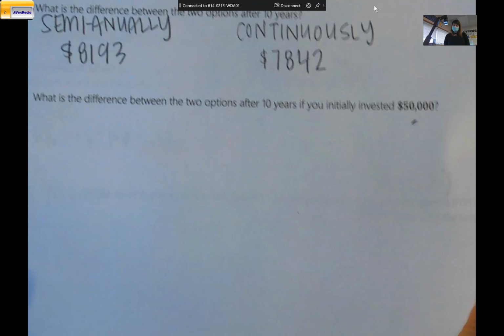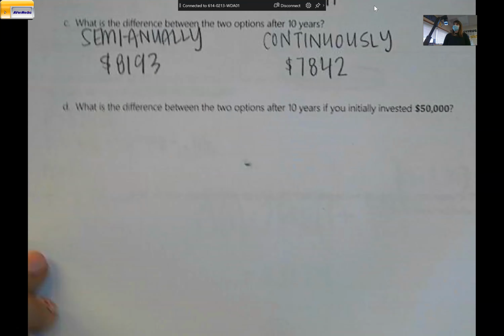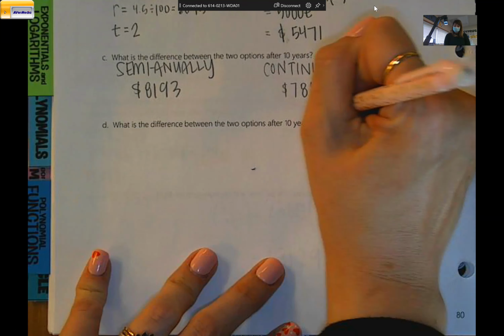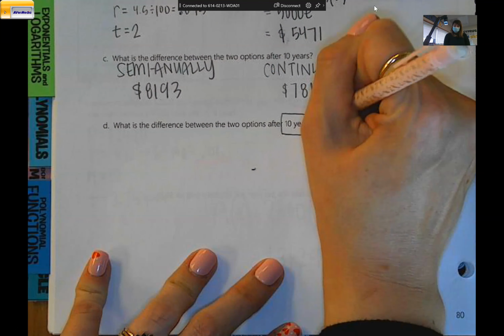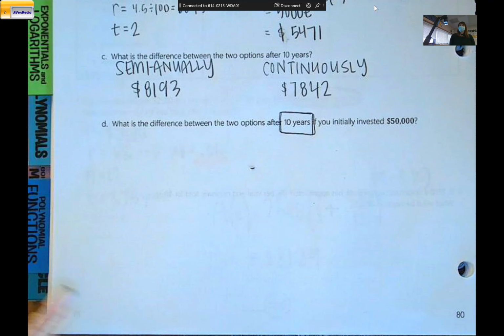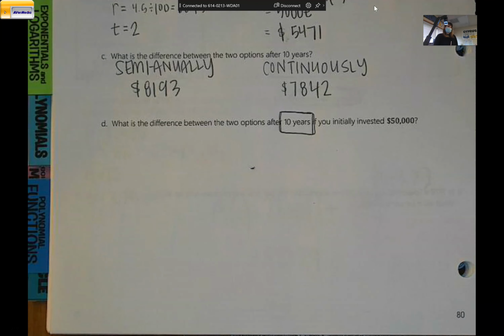Okay, so you guys try D. They want to know what happens if you start with 50,000. So do the same thing. Just copy. It's still 10 years. So you keep the 10, copy your work and fill in an extra 0 on P.